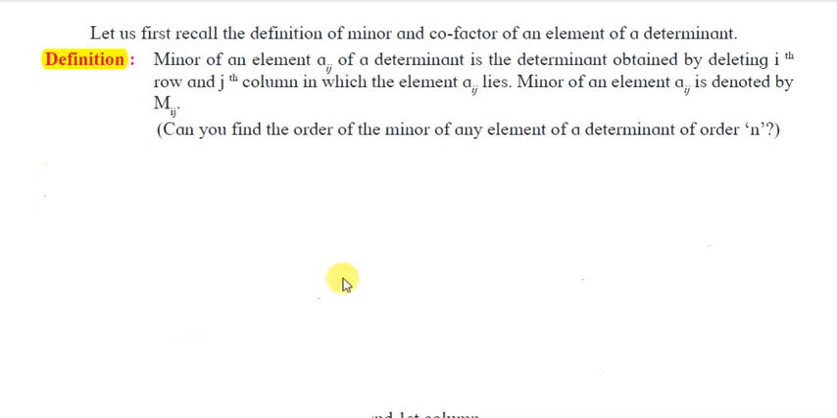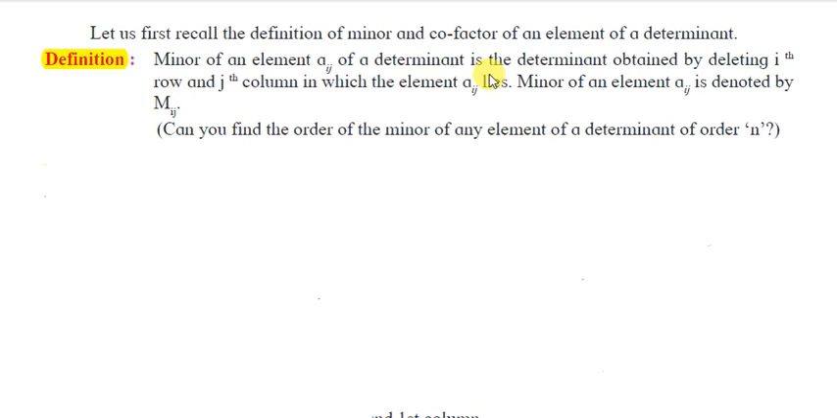So see the definition of minor. The minor of an element Aij. Aij means the element of a determinant. i is the value defined for the row, and j is the value defined for column. So Aij is an element of a determinant. So minor of that element Aij is a determinant obtained by deleting ith row and jth column in which the element Aij lies, and that minor of Aij is denoted by capital letter Mij.